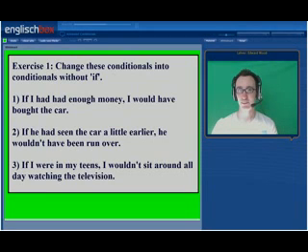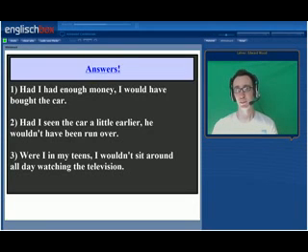So the answers are, number 1, had I had enough money, I would have bought the car. Number 2, had I seen the car a little earlier, he wouldn't have been run over. And number 3, were I in my teens, I wouldn't sit around all day watching the television, says the grumpy old man.